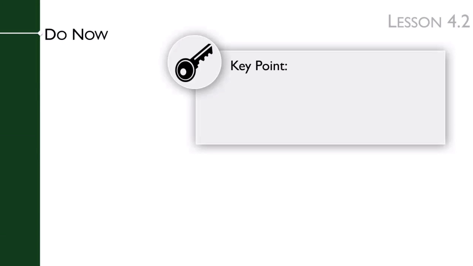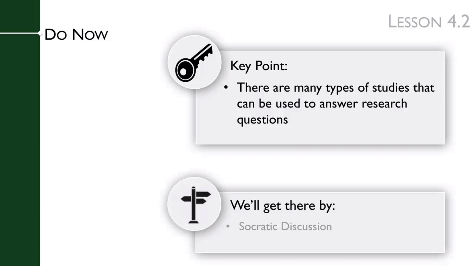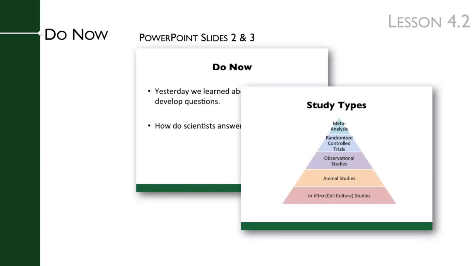The key point of this lesson's do now is that there are many types of studies that can be used to answer research questions. We'll get there by having a brief Socratic discussion with the students. You can use the do now to review the content presented at the end of lesson 4.1, which shows an overview of study types that will be discussed in this lesson.